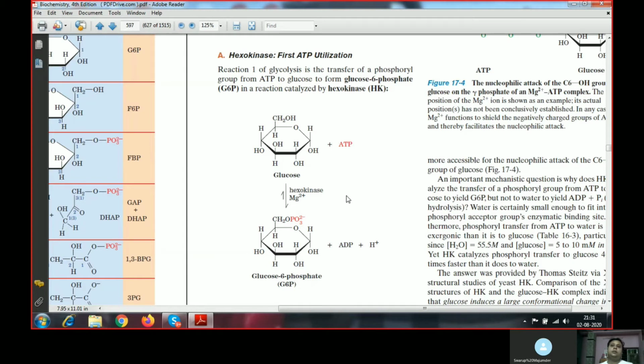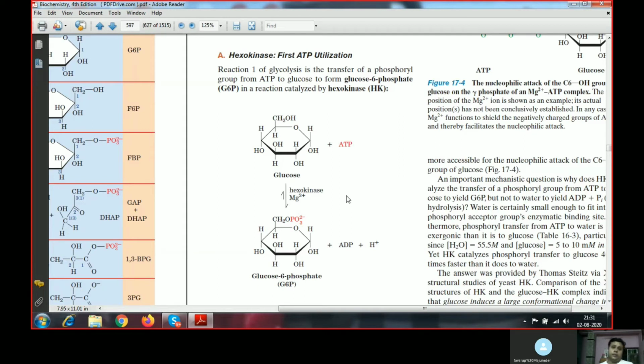Because hexokinase is a non-specific enzyme. It can be applicable to any kind of hexose: it can convert glucose to glucose 6-phosphate, fructose to fructose 6-phosphate, and mannose to mannose 6-phosphate also. These are all hexose sugars. So hexokinase is a relatively non-specific enzyme which catalyzes the conversion of any kind of hexose to hexose 6-phosphate. This hexokinase enzyme is present in all cells except the liver.